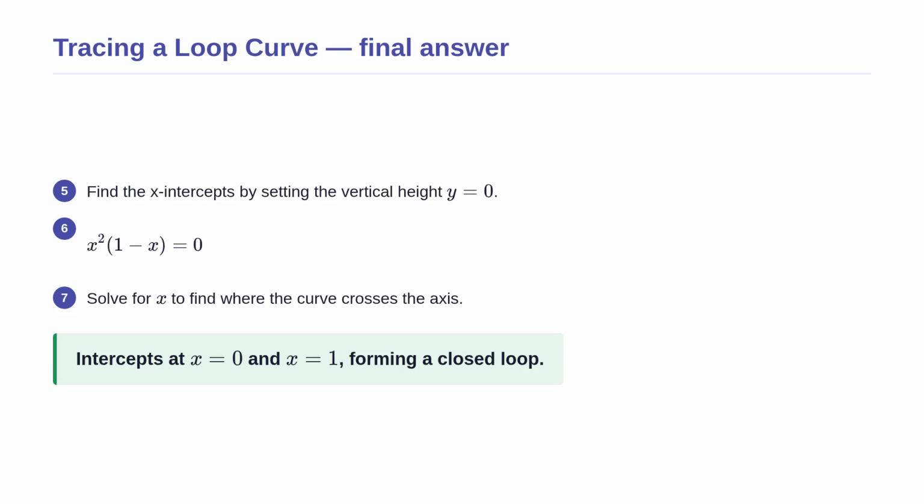Continuing with our loop curve, we now find where it crosses the horizontal axis by setting the vertical height y to 0. This leaves us with the right side of the equation set equal to 0. In algebra, when two things multiply together to make 0, at least one of those things must be 0 itself. This gives us two separate easy equations to solve, resulting in x equals 0 and x equals 1. These are our two x-intercepts. Because the curve exists between these 2 points and has top-to-bottom symmetry due to the y squared, it actually forms a closed loop between 0 and 1, splitting into branches to the left of 0.